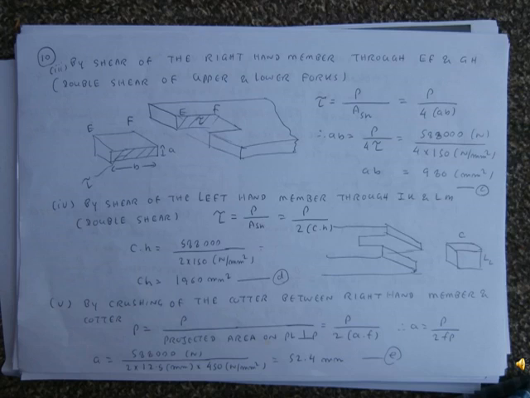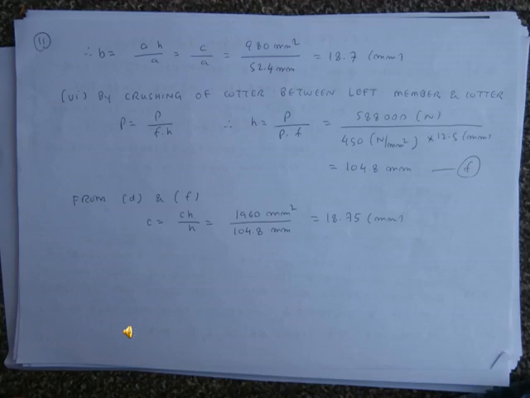Then we continue to solve. So B equals A, H by A. So this is equal to C by A. So we got 980 millimeter square divided by 52.4. You got 18.7 millimeter.